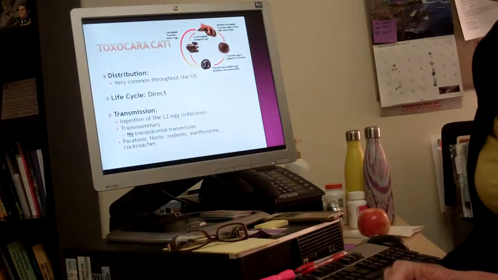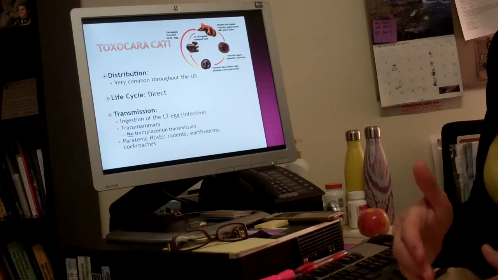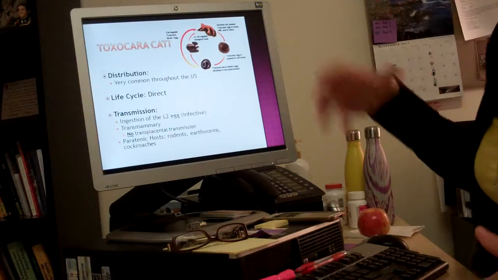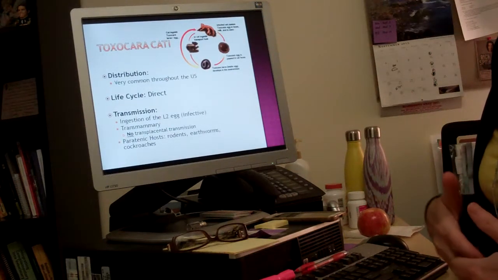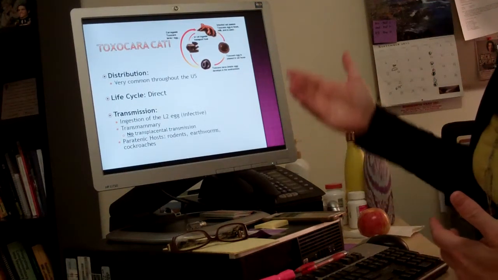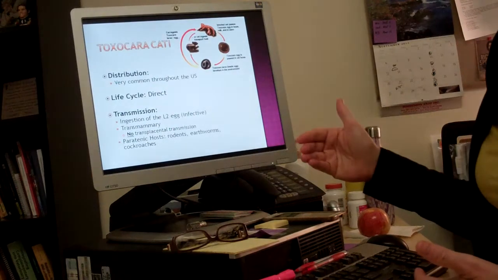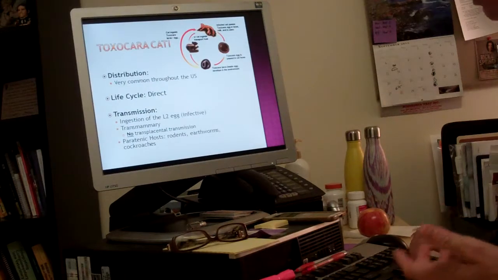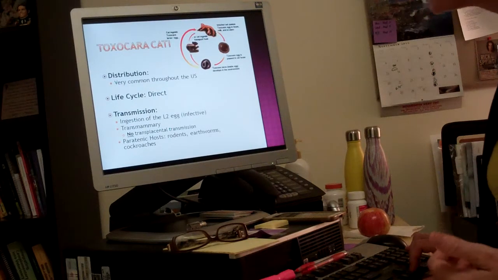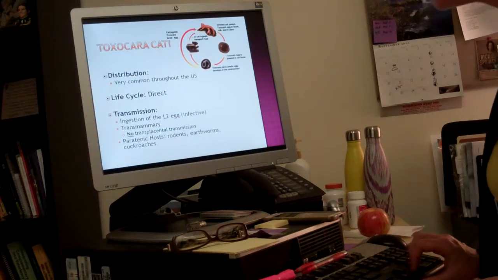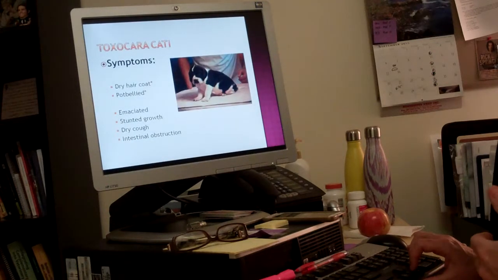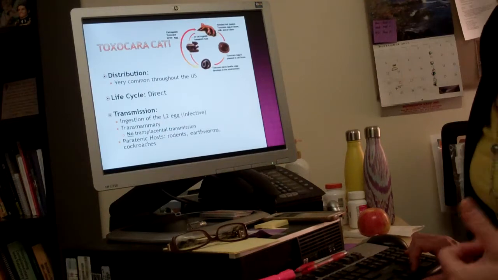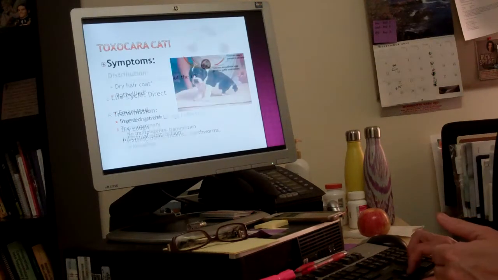So there's no transplacental. The parasite cannot migrate from the mother to the fetus in utero, in the uterus. But kittens will acquire this parasite because of the ingestion of milk. So the larva will migrate through the mammary glands, through the milk into the babies that way. So are kittens born with this parasite? No, but they're going to acquire it right after.